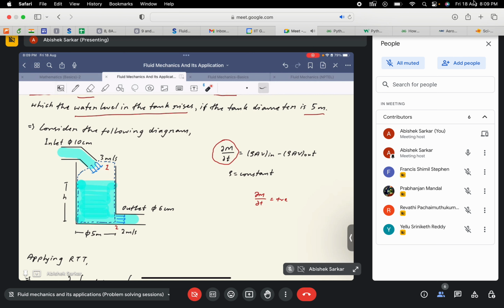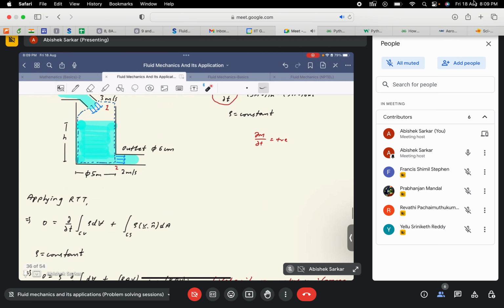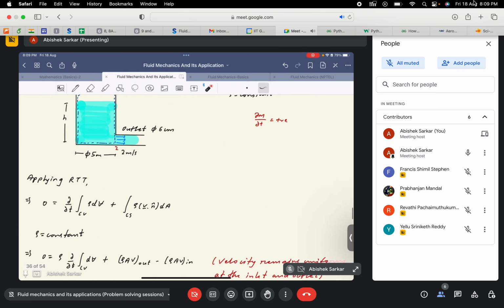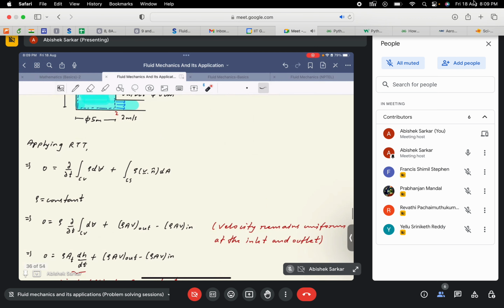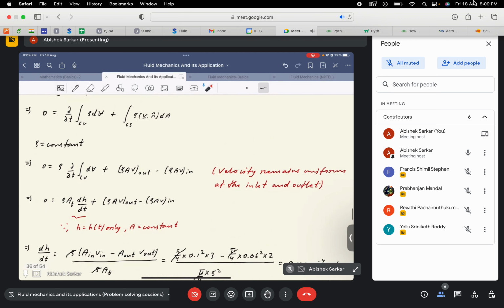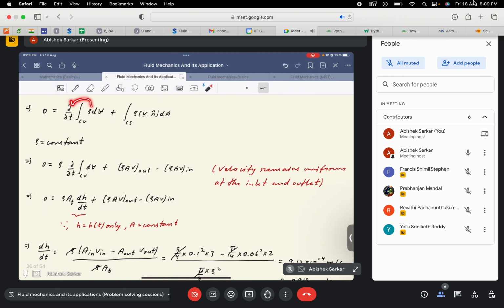So keeping that in mind, since we are asked to deal with the change in height, we will just apply the simple mass conservation. So applying RTT to the mass conservation, obviously. This is the form of the equation that we obtain. Then since rho is constant, rho could be taken out of the integral. It could be taken out of the time derivative as well, because it's independent both of space and time. d rho by dt is 0. The density might change with time as well as space in the case of the Eulerian approach.